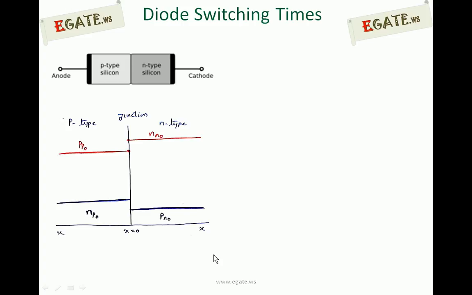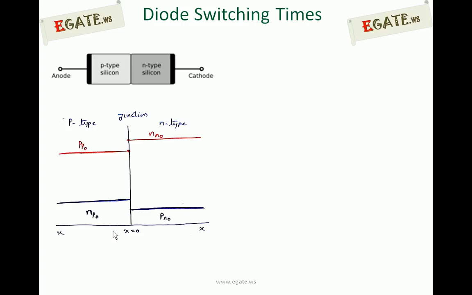If you look at this x-axis, this is simply an x-axis, there is no negative x-axis. This side is also treated as positive x-axis, this side is also treated as positive x-axis. The meaning of positive x-axis is nothing but that you are moving far away from the junction on the n side as well as on the p side.